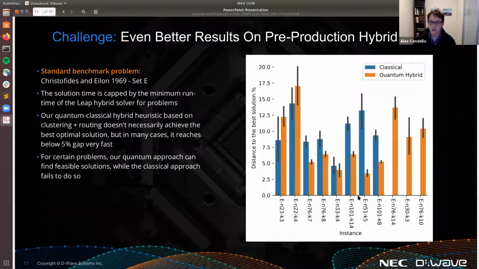And then on the far right, we have a collection of examples where we weren't able to solve the problem at all with classical. We were only able to solve it with hybrid. Now, the example that I gave live and the plot that I'm showing here are on a specific set of instances comparing to a specific classical solver.